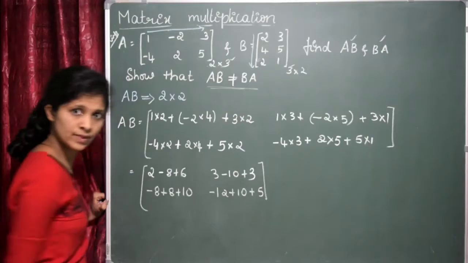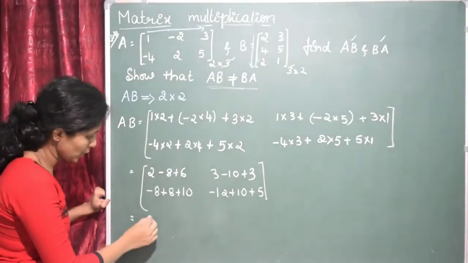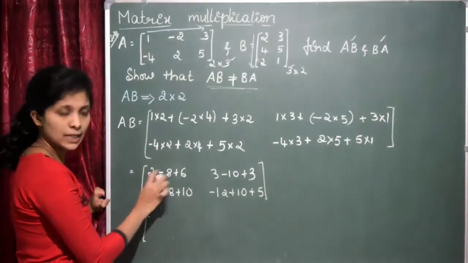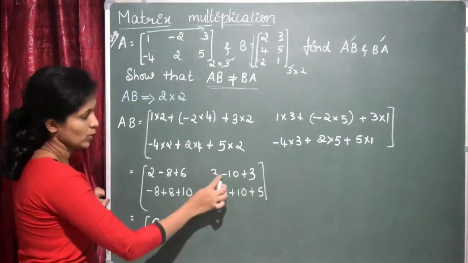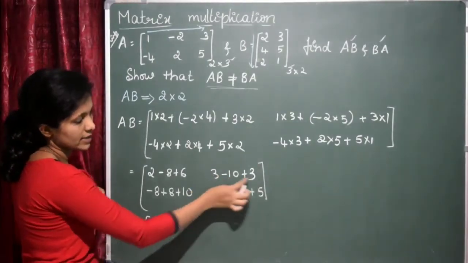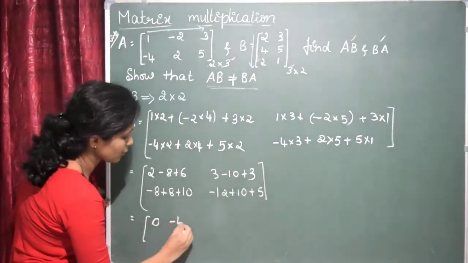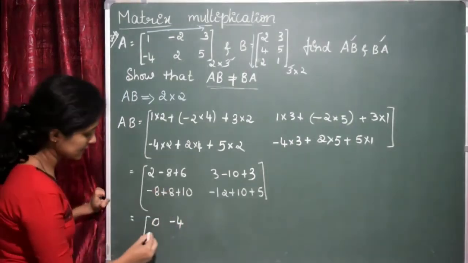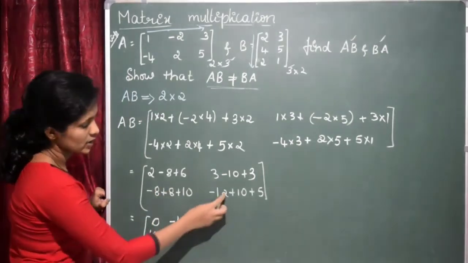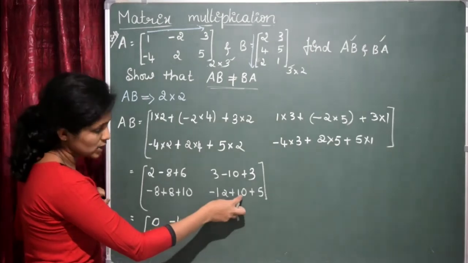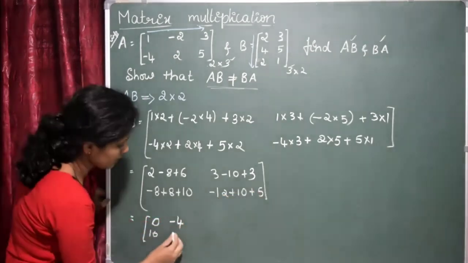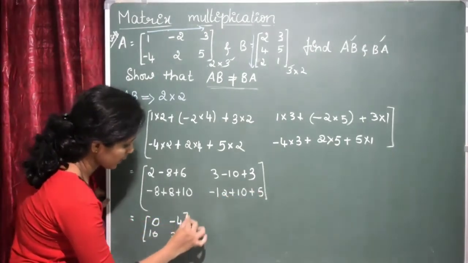Is it clear? Okay, so this is equal to now minus 8 plus 8. This will be equal to 0. So this is now 6 minus 10, this will be minus 4. Right? Plus 8 and minus 8 will get cancelled. This is now 10. So here this is minus 2 plus 5. This will be equal to 3. I hope you understood this one.